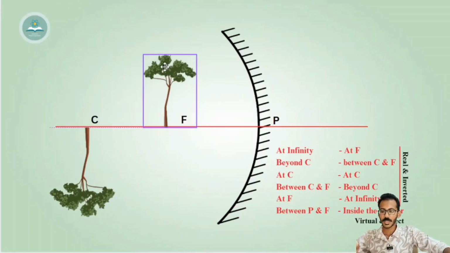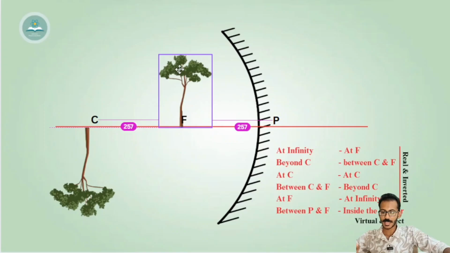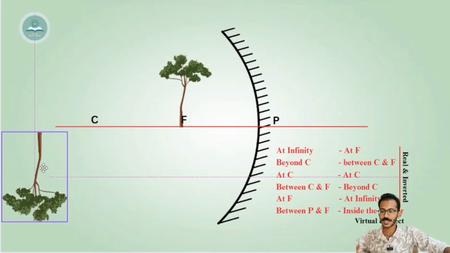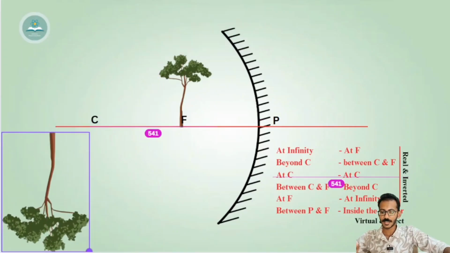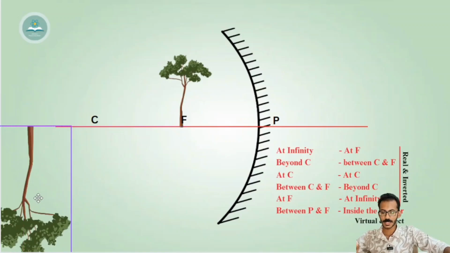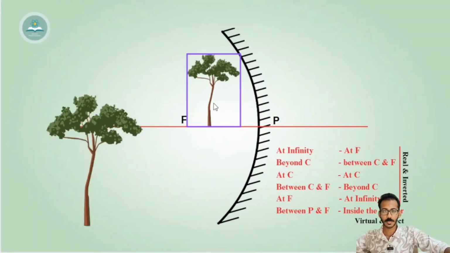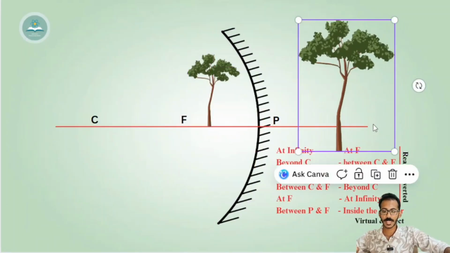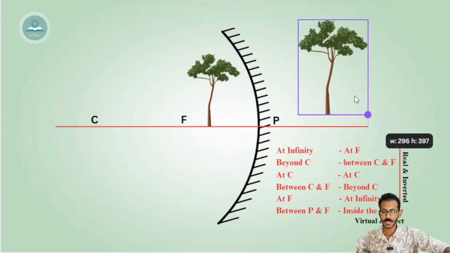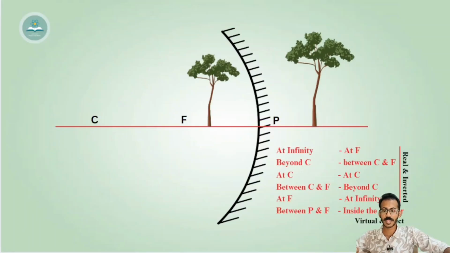Again, I place my object at F. I'll get my image at infinity, which won't be much visible to us. But again, it is a real and inverted image. Now, I'll place my object between P and F. This is a special case where my image will be formed inside the mirror. In this particular case, my image will be an enlarged image. It will be a virtual and erect image. That's it.